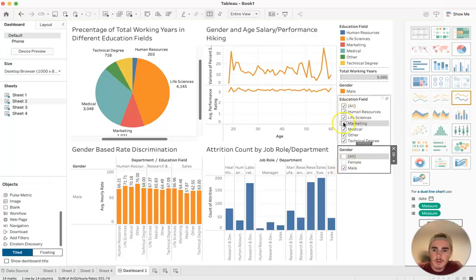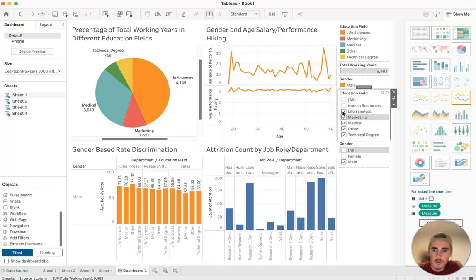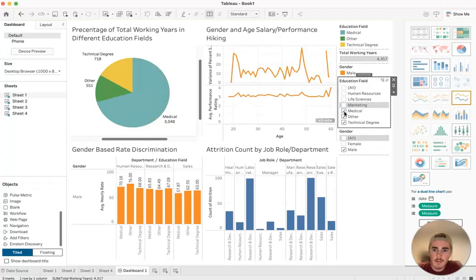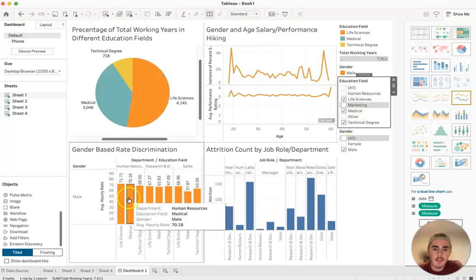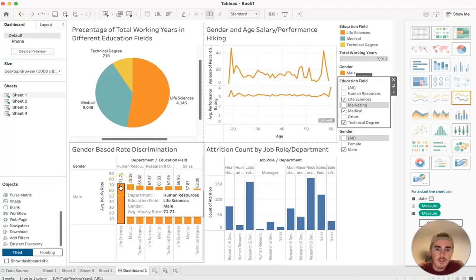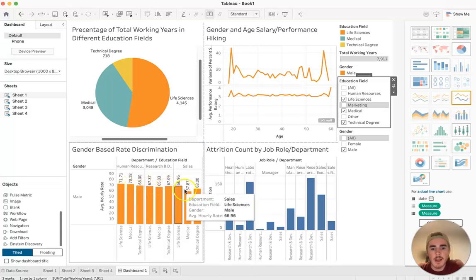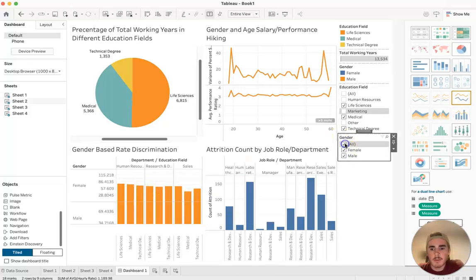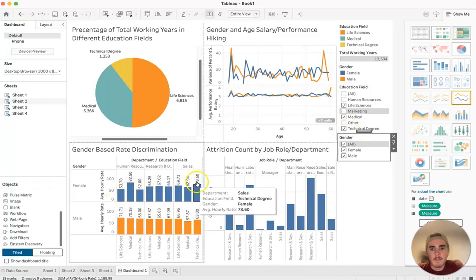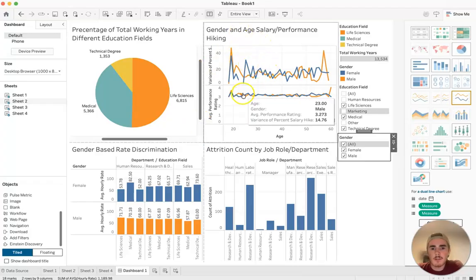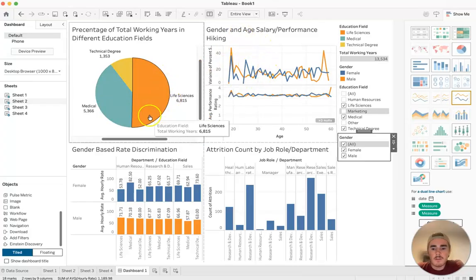So if I wanted to look at male and go to life sciences, medical, and technical degrees, I can look at these and look at the numbers. You're seeing that males in life sciences have a higher average hourly rate of 71.1, and then it just kind of goes down from there. Then you can bring females back up if you just wanted to single out their educational field and look at that. And you're also looking at their salary performances and all of this stuff here.